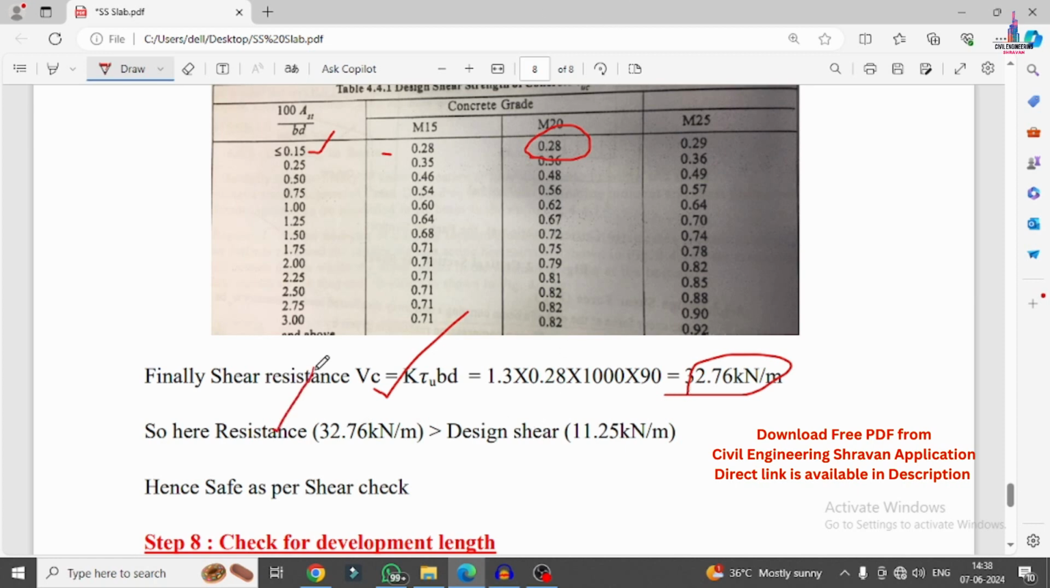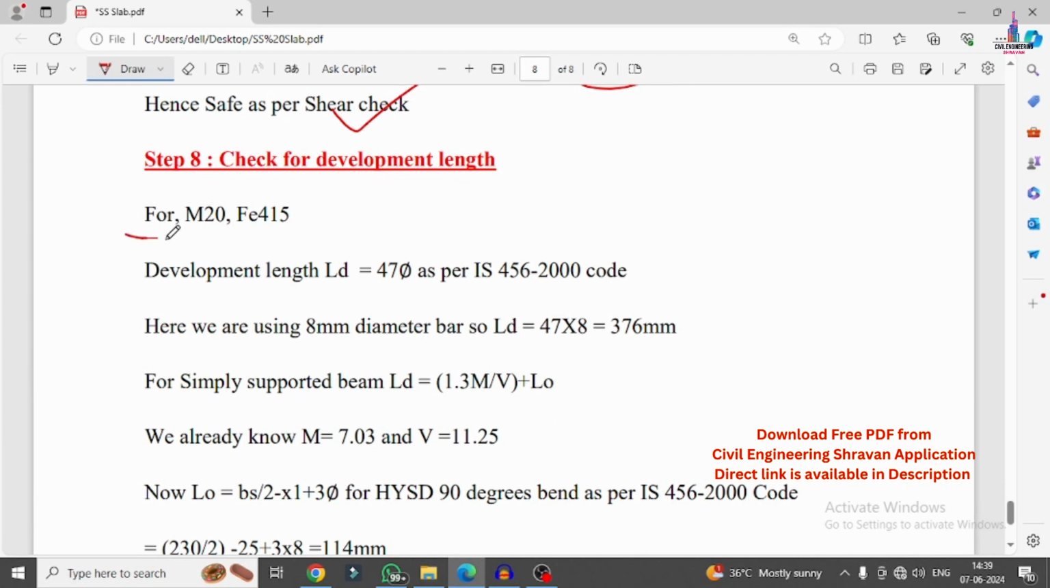So here the resistance value we calculated is 32.76, and the design shear is 11.25. Hence it is safe from the shear check point of view. After that we have to check for the development length also. Development length is also important in the design of the slab section.